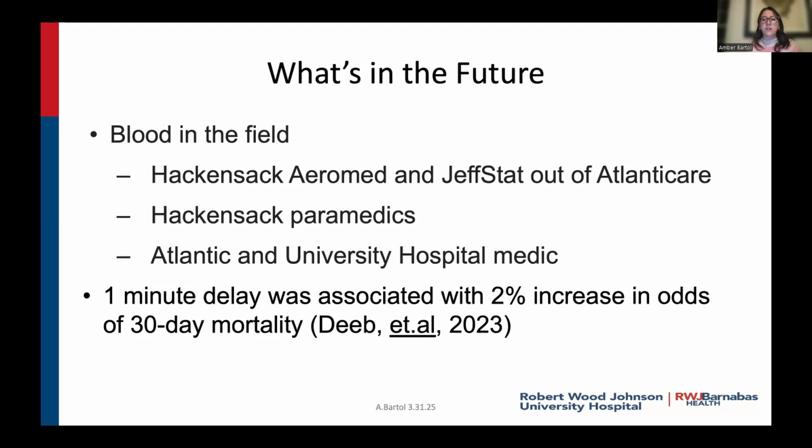So what's in the future? There's lots of things in the future, and I can't tell you them all. But what I can tell you is that we're going to start using blood in the field. So EMS is going to start giving blood to our trauma patients and some other types of medical bleeds in the field before they get to the hospital. Places that are doing this already in our state are Hackensack Aeromed and Gestat. And the Hackensack paramedics, very recently, just in the past maybe 2 or 3 months, just got approved to use whole blood in the field. So they will start using that as well.